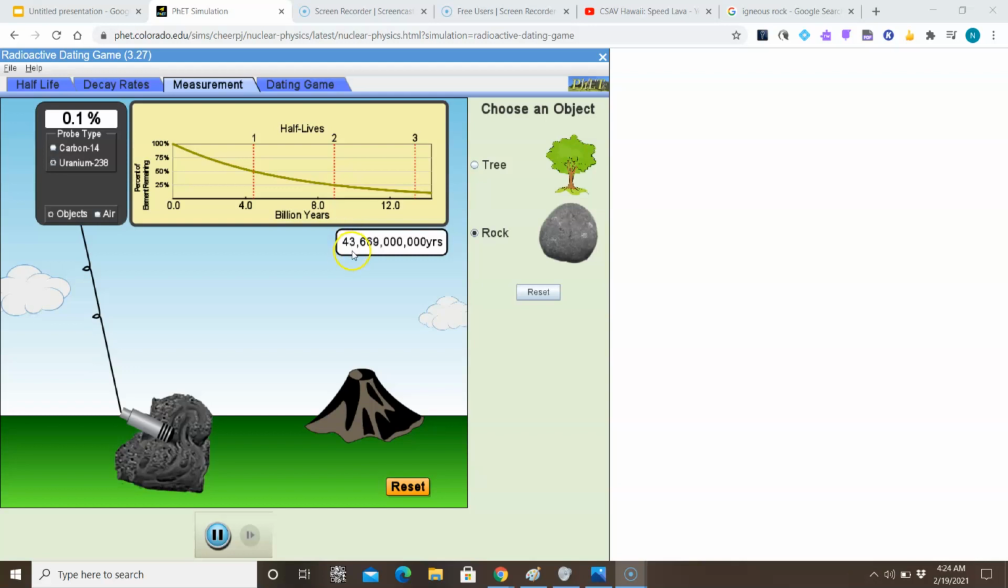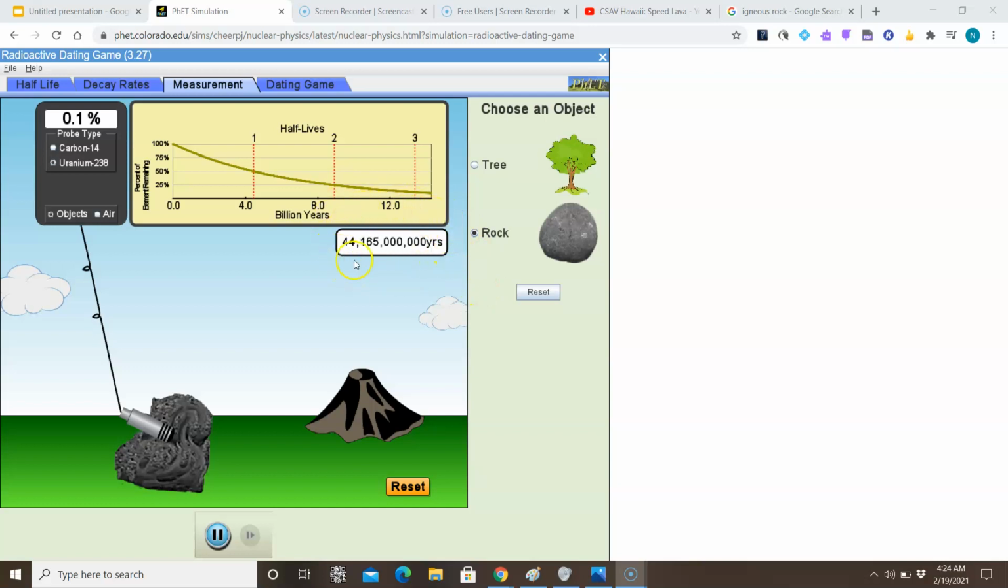billions place. So far there has been close to 44 billion years that it has taken for the amount of uranium-238 in this rock to decrease to just 0.1%. We're not even at 0% yet. Now, think about the age of the Earth. How old is the Earth? The Earth is 4.6 billion years old.